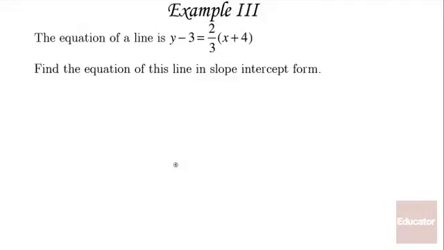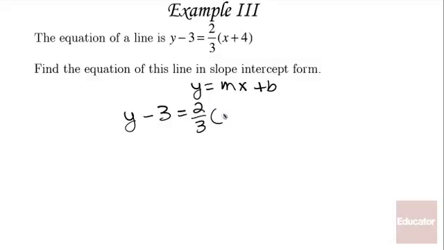The equation of a line is y minus 3 equals 2/3 times x plus 4. So this has been given to me in point-slope form, and now it says to find the equation of this line in slope-intercept form. If I'm asked to put an equation in slope-intercept form, I want it to be in the form y equals mx plus b. What I've been given is y minus 3 equals 2/3 times x plus 4.